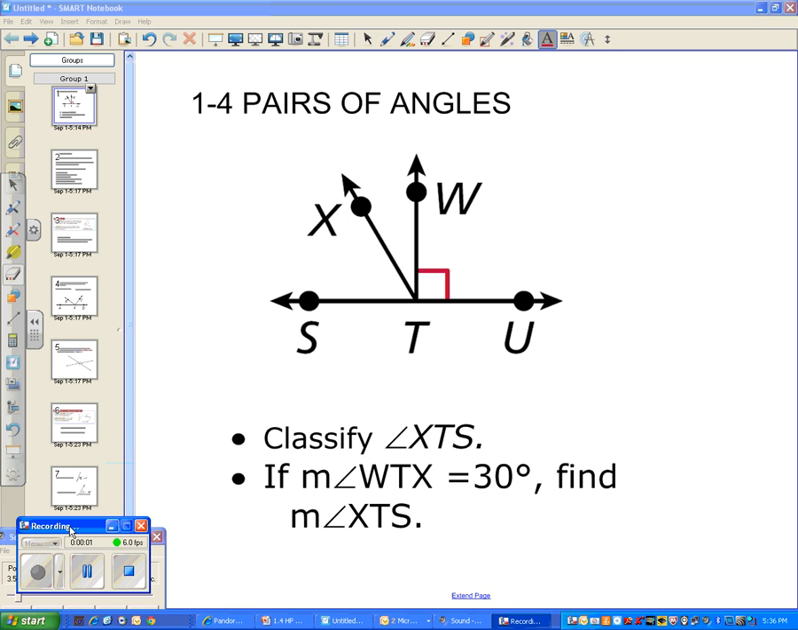Alright, we're in 1-4 in your geometry book. We are going to talk about pairs of angles today. But before we start talking about pairs of angles, I want you to stop the video and see if you can try to answer these two warm-up questions. These are really from 1-3. So if you're confused, go back to your 1-3 notes and see if that can help you out anymore. Or look at your book.